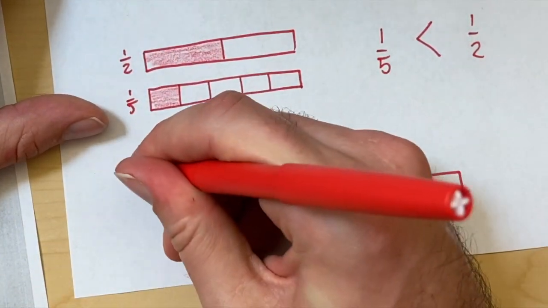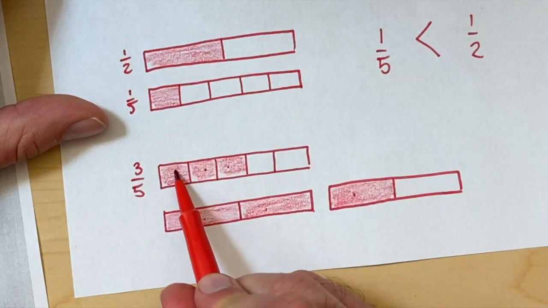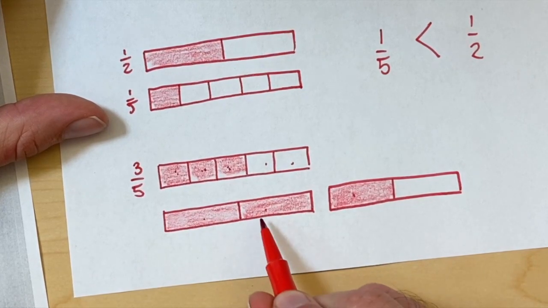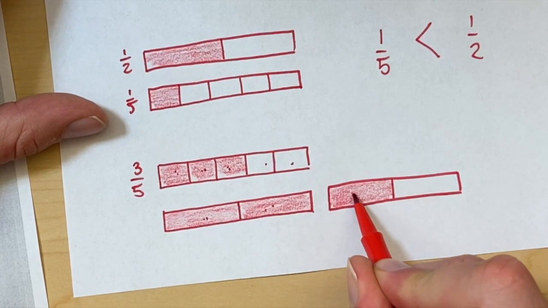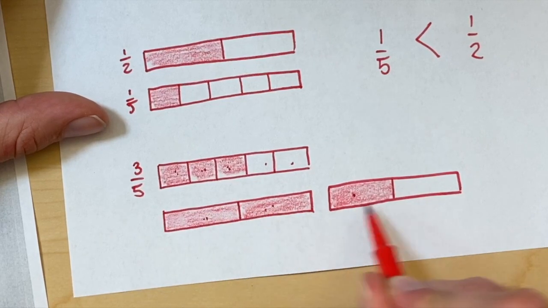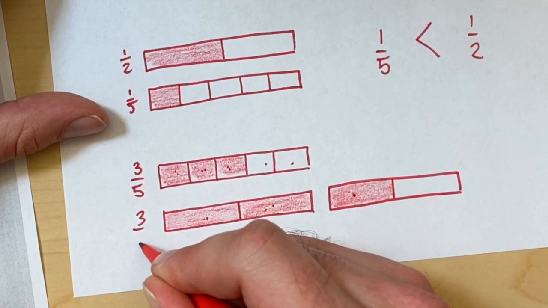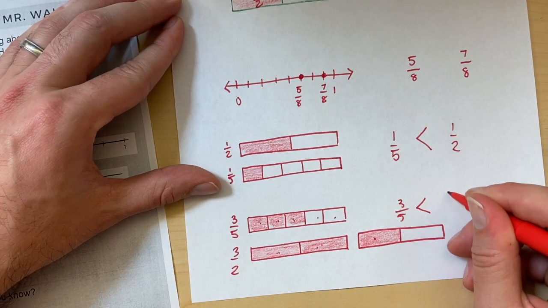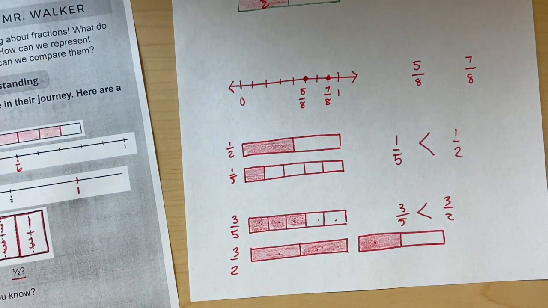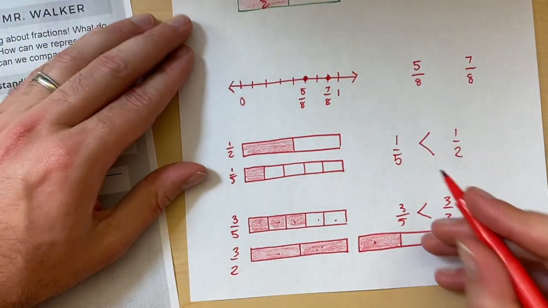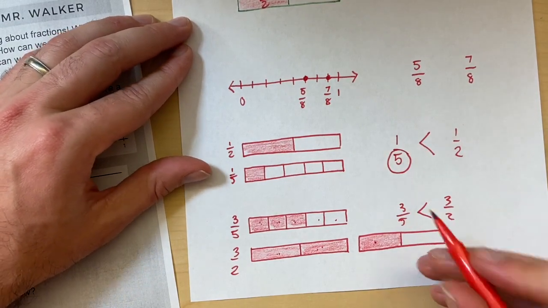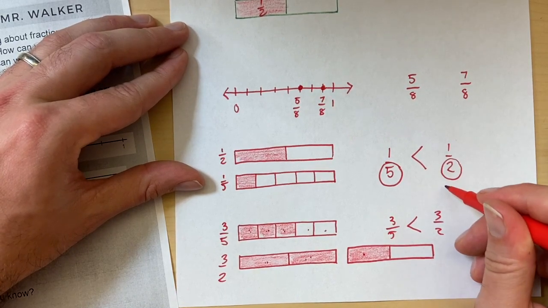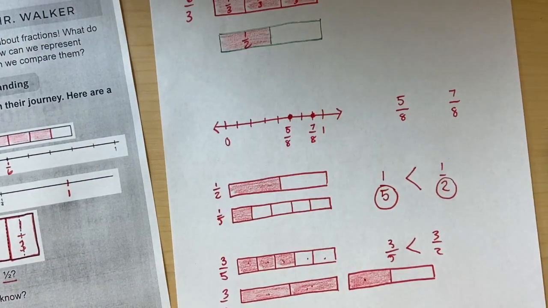There's 3 of something on both. But this one again, the 3/5, broke this whole up into 5 parts, so the 3/5 is pretty small. 3/2 means I had 1/2, 2/2, 3/2, which means I have more than one whole. I have one whole and another half, so 3/2 is actually pretty big. So 3/5 is less than 3/2. The biggest thing we want them to notice with these ones down here again is that this denominator tells me I'm breaking it up into smaller pieces. This denominator tells me I'm breaking it up into pieces, but not as small. Those are some big concepts for students in 3rd grade.